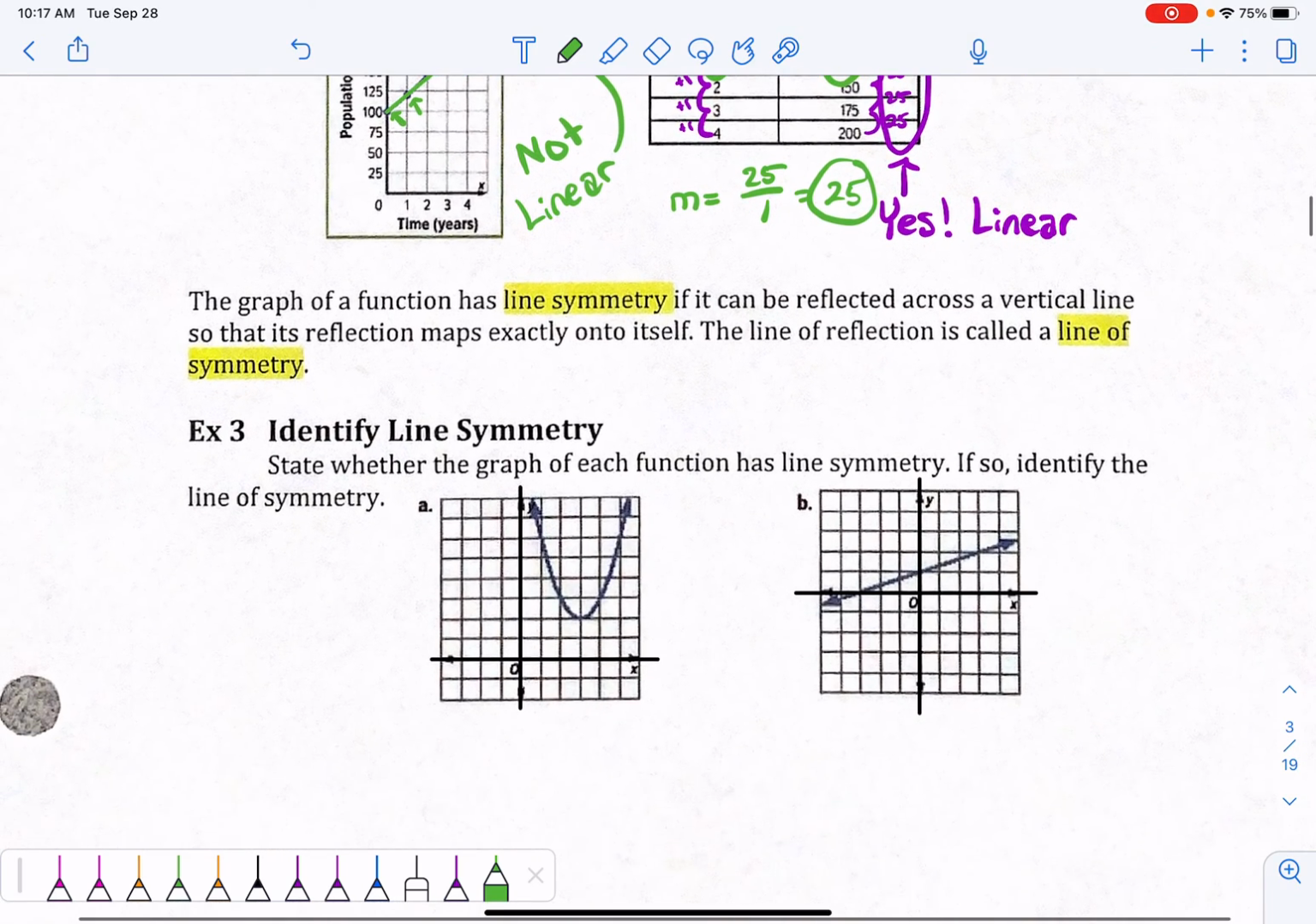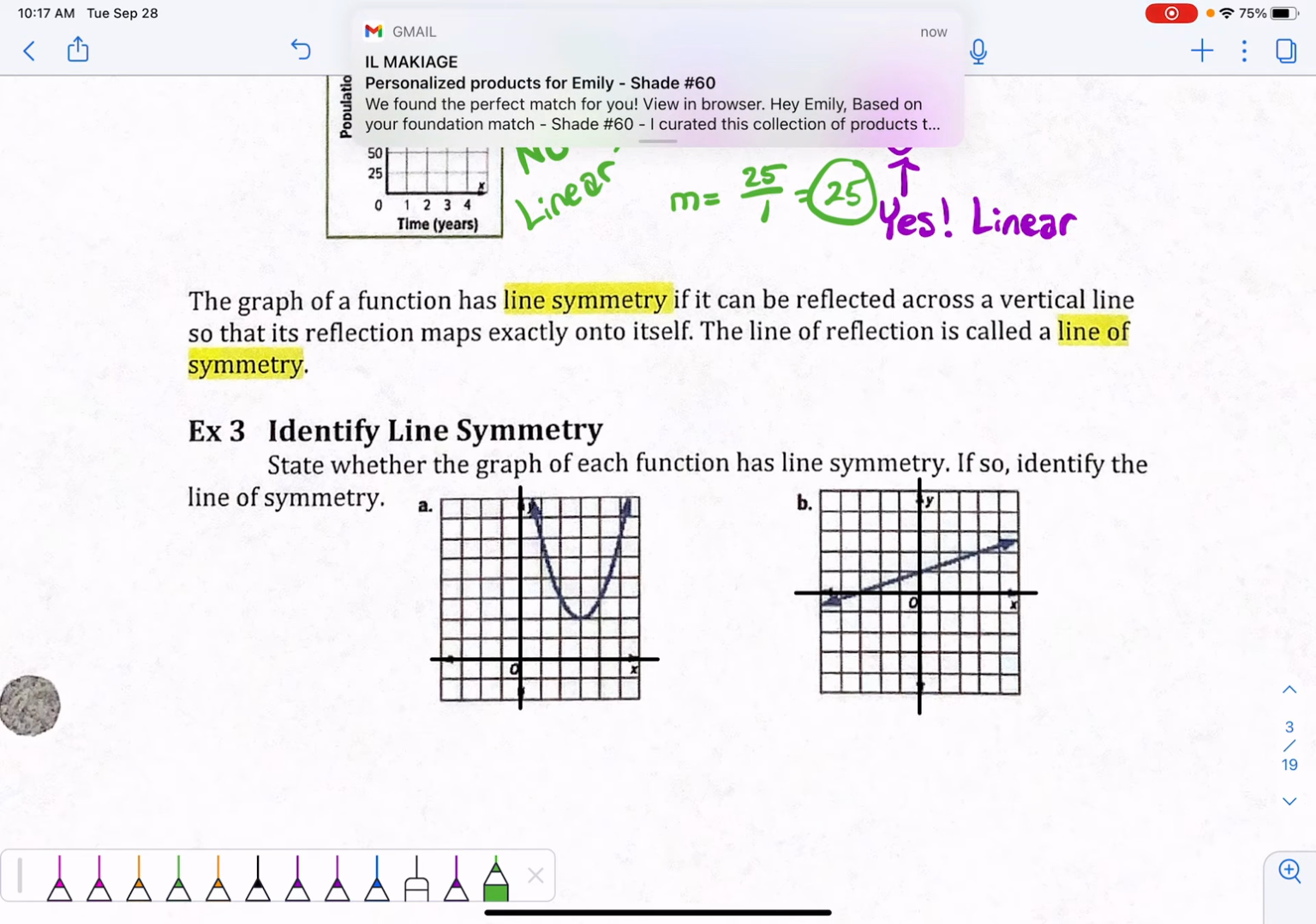All right, now let's go into symmetry. Sorry, we've got toys all over the place. Kaysen's running a fever, but he's actually feeling pretty good right now, so he's kind of crazy.